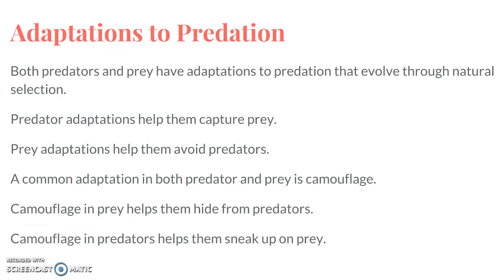Adaptations to predation. Both predators and prey have adaptations to predation that evolve through natural selection. Predator adaptations help them to capture prey. Prey adaptations help them to avoid predators. A common adaptation in both predator and prey is camouflage. Camouflage in prey helps them hide from predators. Camouflage in predators helps them sneak up on prey.